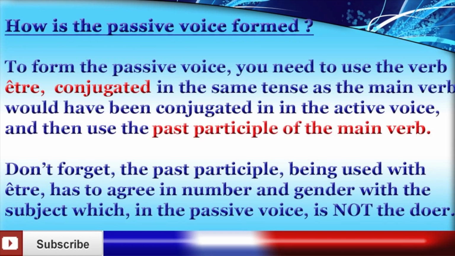So how is the passive voice formed? To form the passive voice, you need to use the verb être, conjugated in the same tense as the main verb would have been conjugated in the active voice, and then use the past participle of the main verb. Don't forget that the past participle being used with être has to agree in number and gender with the subject, which in the passive voice is not the doer.